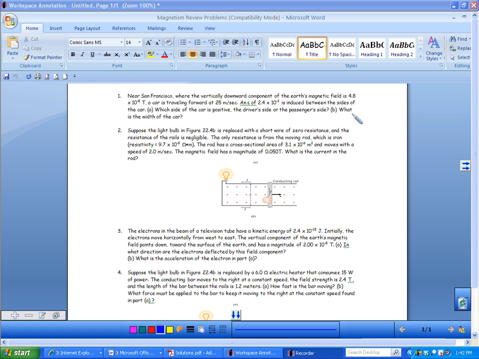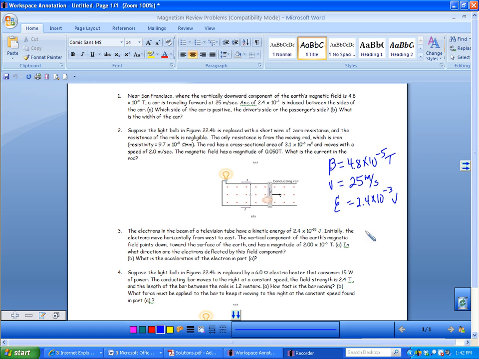All right, number 1 says near San Francisco, where the vertically downward component of the Earth's magnetic field is 4.8 times 10 to the minus 5 Tesla. So I'm going to say that that's B, 4.8 times 10 to the minus 5 Tesla. And I have a velocity for my car of 25 meters per second. And as a result, I have an EMF developing as my car moves through the magnetic field. And that EMF is 2.4 times 10 to the minus 3 volts.